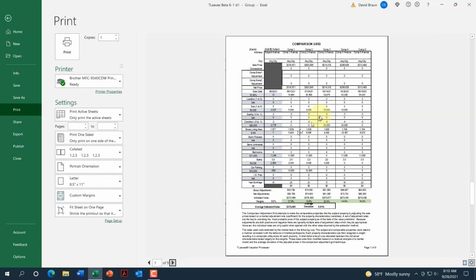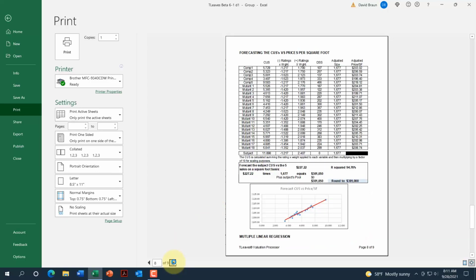And on the next page, it shows the comparison grid, and it shows your adjustment rates. And normally, before I would turn this report in, I would turn the sensitivity analysis off so that these scores go away. They're more for the analyst to use. You don't want to try to explain that to a user of your report. And then on page 8, we explain the forecasting of the composite utility scores.